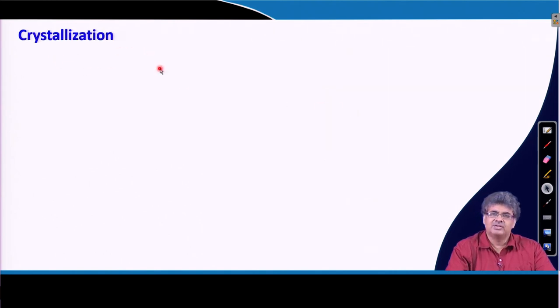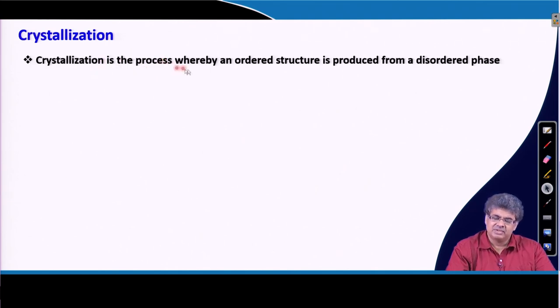Now, we will discuss the crystallization process. Crystallization is the process whereby an ordered structure is produced from a disordered phase, and the disordered phase could be a polymer melt or a polymer solution. In most cases, of course, we deal with polymer melt and we talk about the crystallization process from polymer melt.